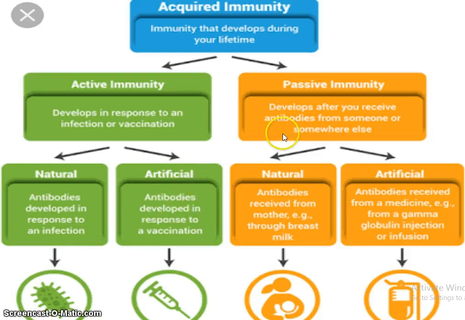Now, in the case of passive immunity, there are again two types: natural passive immunity and artificial passive immunity. In natural passive immunity, we get the prepared antibodies through the placenta of the mother as well as through the breast milk. That is natural passive immunity. And in artificial passive immunity, we get the antibodies from medicines or antibody injections, like the rabies vaccine. So these are the types of acquired immunity.